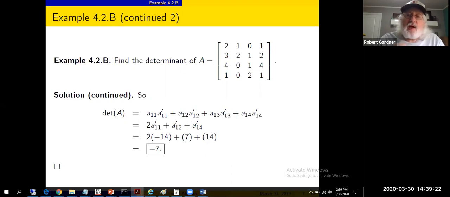Is it obviously right or wrong? I don't know. I can't interpret it as anything in particular. So I don't know what to make of the value -7, but there you go. There's the computation of a determinant of a 4 by 4 matrix.